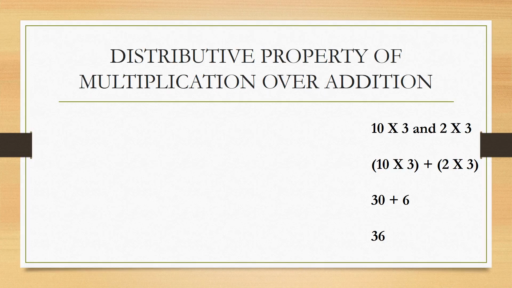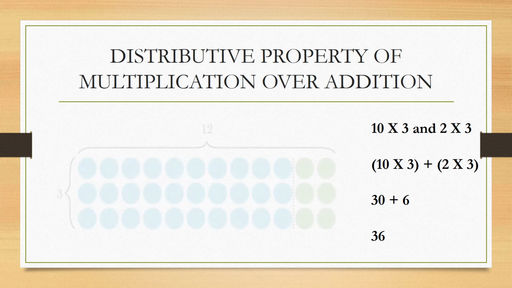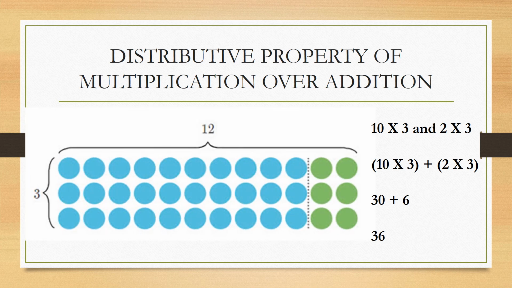Today we are going to learn the distributive property of multiplication over addition. Distributive property simply means you're distributing the numbers into two different portions. So let us take an example of polka dots given in blue color and green color over here. So I'm going to distribute these dots in two different ways.